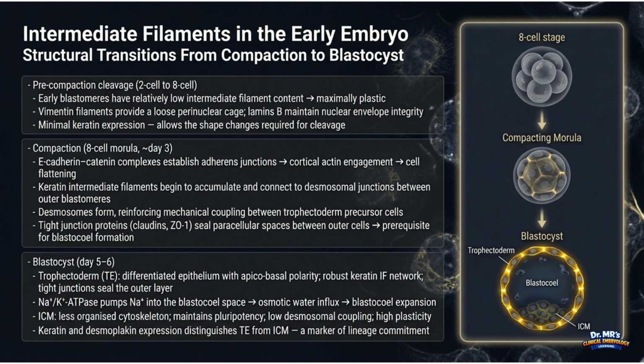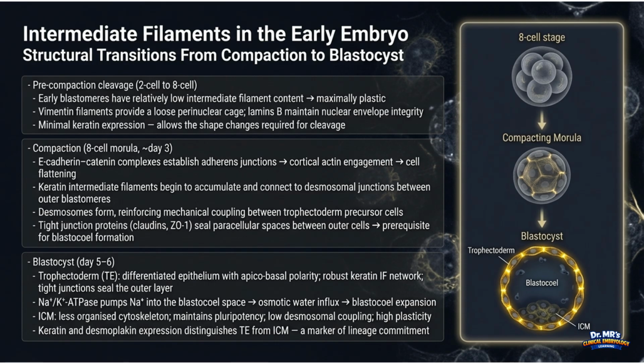At compaction, the cells radically alter their surface adhesion. E-cadherin catenin complexes, which are transmembrane adhesion proteins, suddenly engage the dense cortical actin networks lying just beneath the plasma membrane of each blastomere. This physical linkage, cadherin to actin, literally pulls the adjacent cells tight against one another, maximizing their contact area and flattening them out.